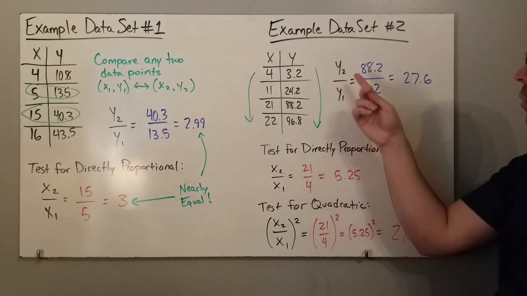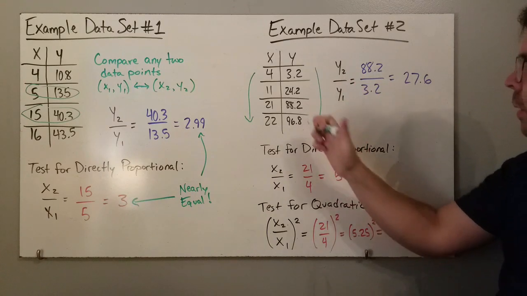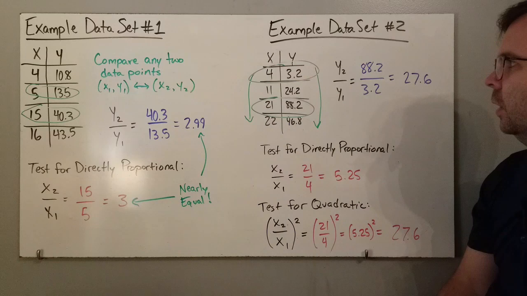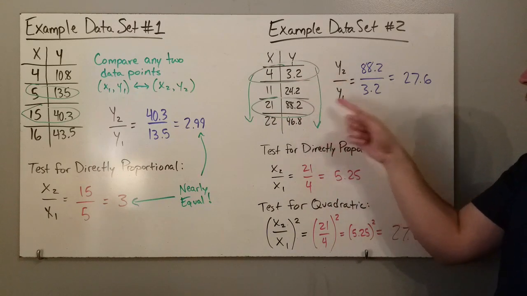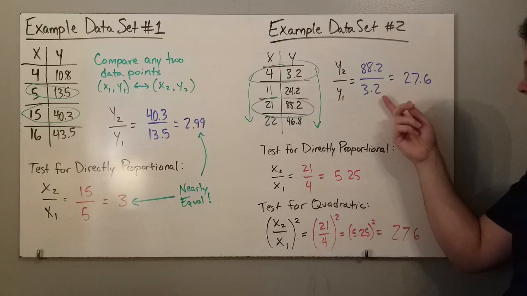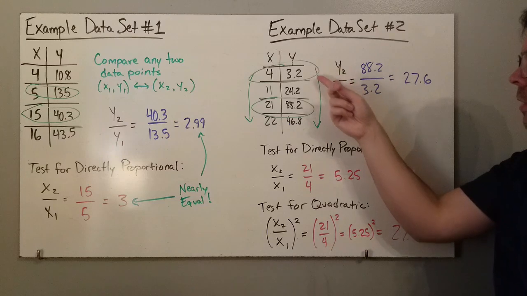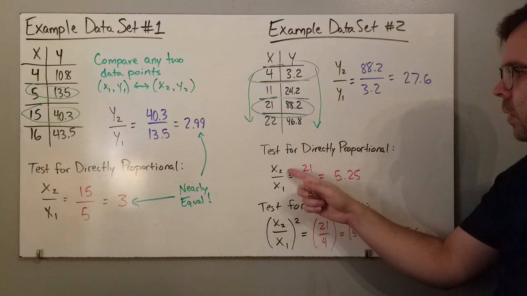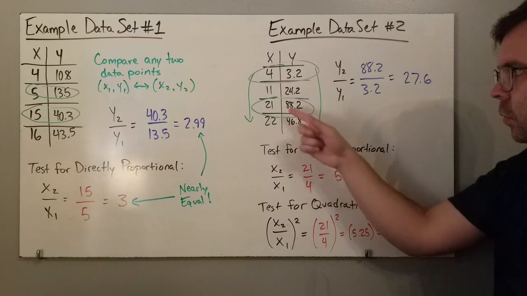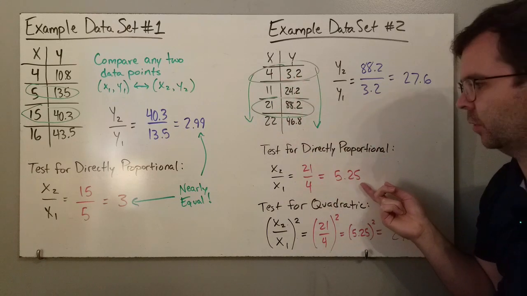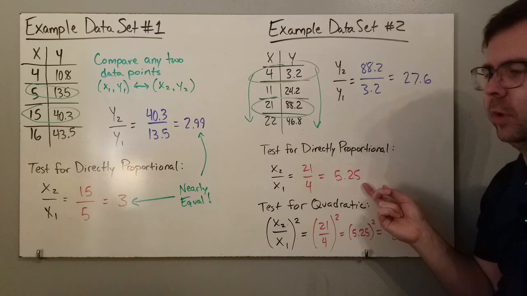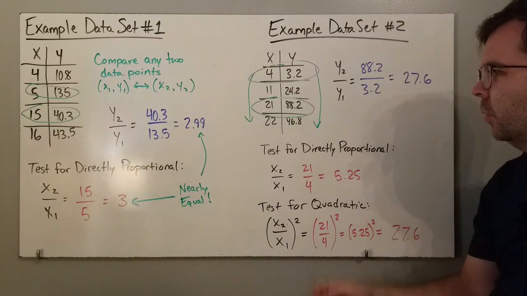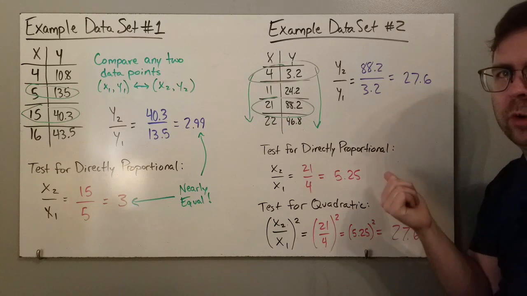To figure out which is which, we again do the y2 over y1. I'm going to pick this time 21 and 88.2, and then I'm going to pick my first data point here, 4 and 3.2. All right, so the ratio of the y values there, 88.2 over 3.2, is 27.6. So the y value has increased by a factor of 27.6. The x value, if you just do a straight x2 over x1, that's 21 over 4, and that's an increase of 5.25. So you increase the x value by 5.25, and the y value goes up by 27.6. That's a lot more. So it's not directly proportional because these two proportions are not equal.